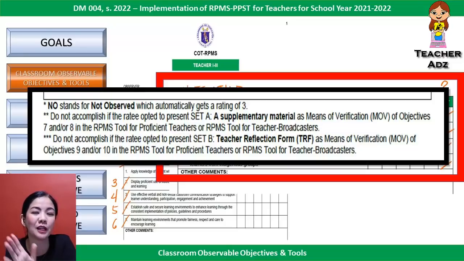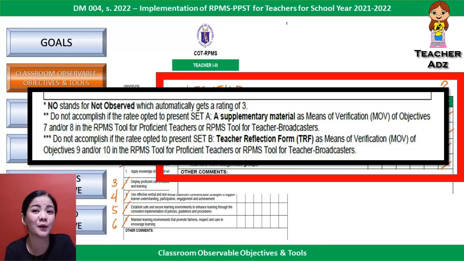Malinaw dapat iyan kung i-observe ba ni observer o hindi. Paano? Si teacher po yung magdedesisyon. If the teacher thinks that he or she was able to prepare for it, then pwede niya ipa-observe. Kung hindi naman, edi hindi. Okay? So, para po sa mga mag-o-observe, wag nyo po lagyan ng NO kasi 3 po yung ibig sabihin nun. Kung hindi po ipapa-observe ni teacher, just leave it blank po. Okay? Wag po lagyan ng score.